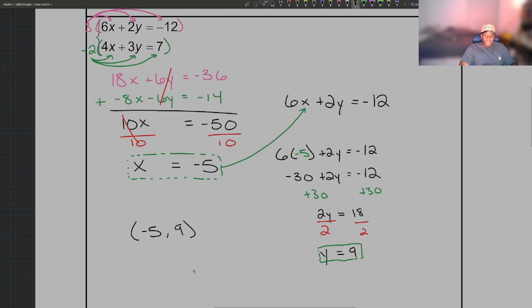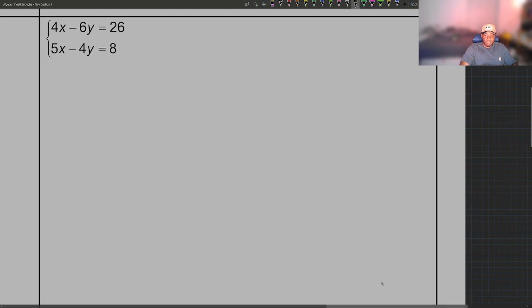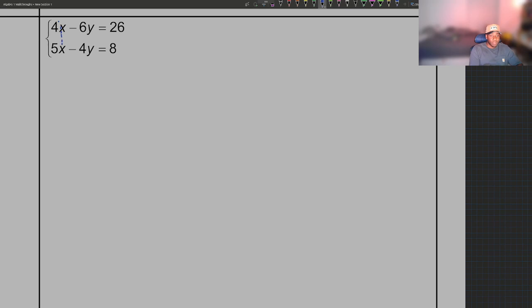And over here at our last system, we have a very similar situation. We have to edit both of these equations. If we look at the coefficients for x, I'll use blue for that, 4 and 5, their lowest common multiple is 20. And if we look over here at the y's, -6 and -4, their lowest common multiple is going to be 12.